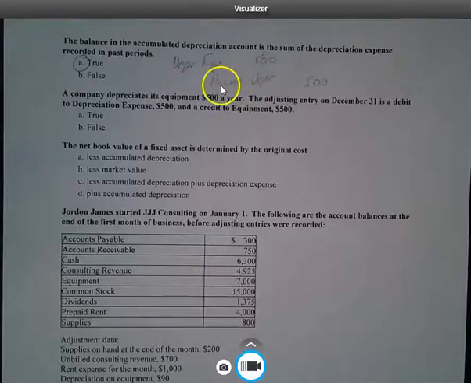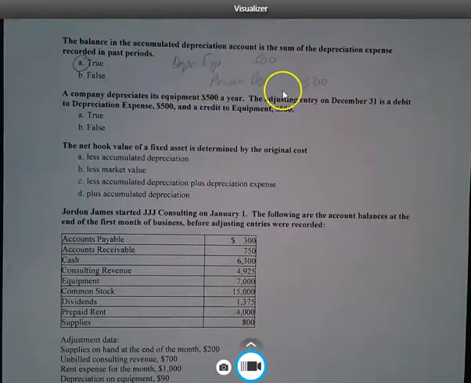However, with accumulated depreciation, what do we think of when we say something has accumulated? It's been added and added and added. So this accumulated depreciation is all of the depreciation for past periods accumulated into one figure. So we might record $500 today, but if we already had accumulated depreciation before today of, say, $2,000, now we have $2,500. So this is absolutely a correct statement.